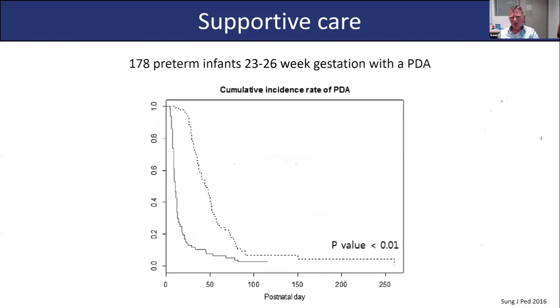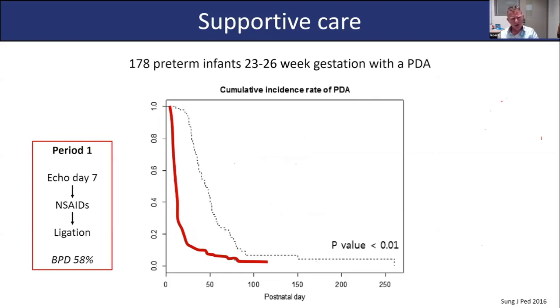This is a study about supportive care. It was from Korea. They actually changed their policy rapidly from one particular mode to a second mode. There were almost 180 preterm babies of very young gestational age. And in their first epoch, they did an ultrasound at day 7. They gave NSAIDs, another ultrasound. Second course of NSAIDs, another ultrasound. And if the PDA was still open, you got ligation. You can see the cumulative incidence rate of PDA in that particular group was very short. Most of them would have their PDA closed very early. The BPD rate in that epoch was 58%.